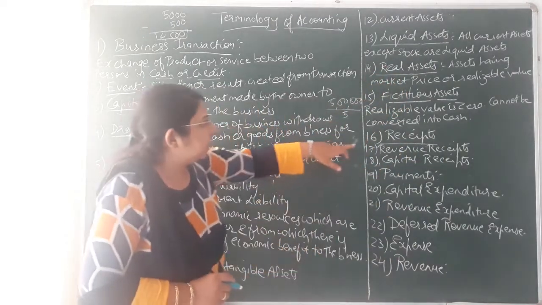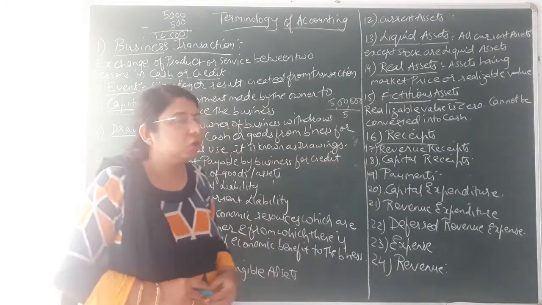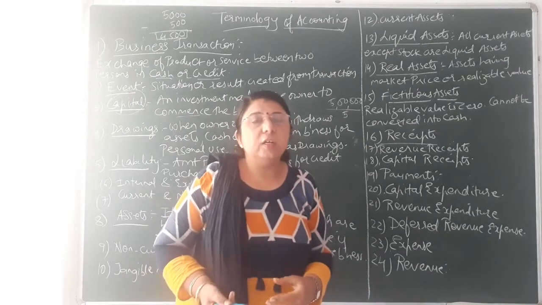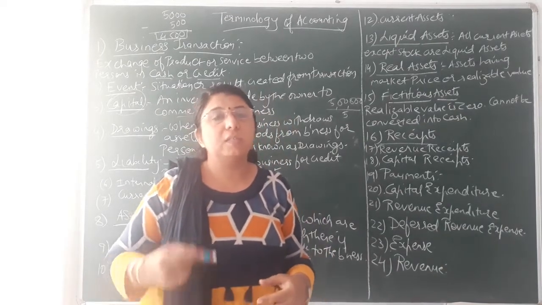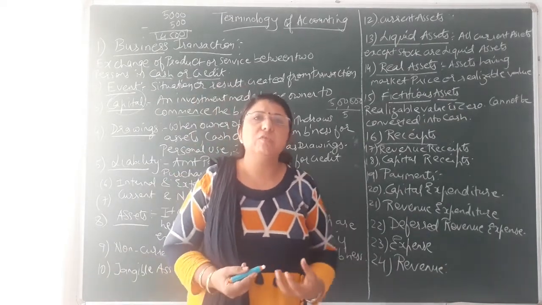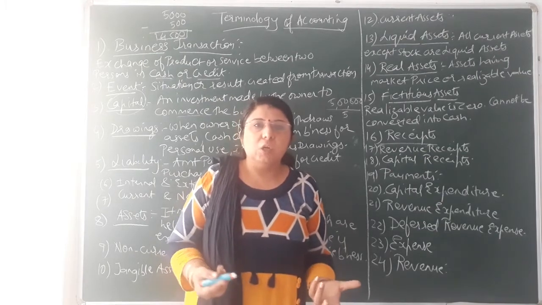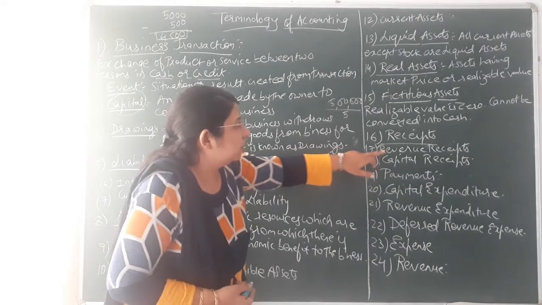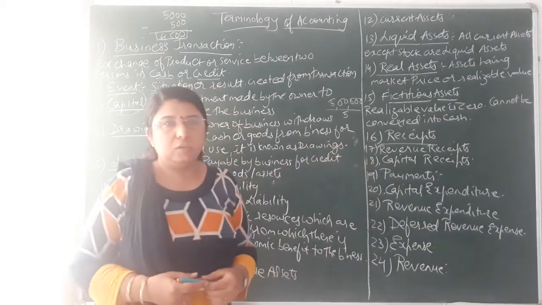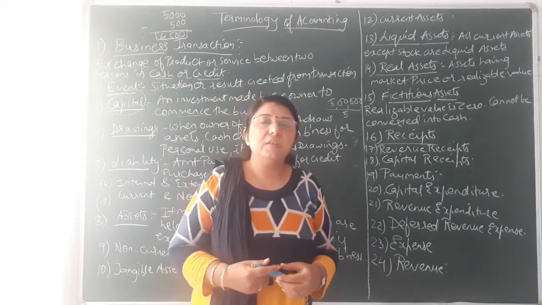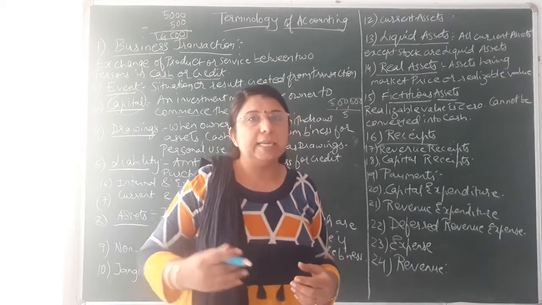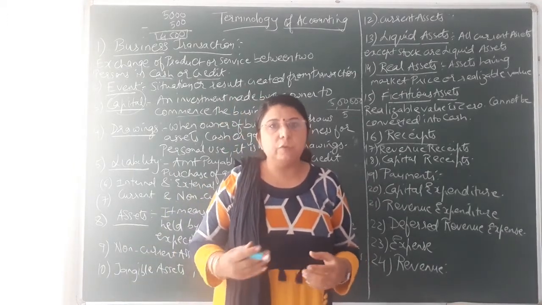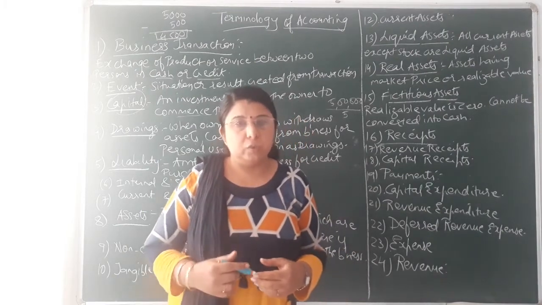Okay. Next one, that is the 16th terminology, receipt. Receipt means that because of a transaction, such as the selling of goods, if money is received by the firm, then that is called a receipt for the firm. There are two types of receipt, revenue receipt and capital receipt. Revenue receipt means the money that is received from the regular transactions during a year of the firm.